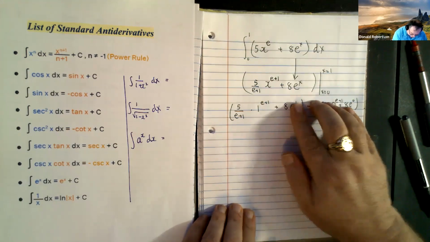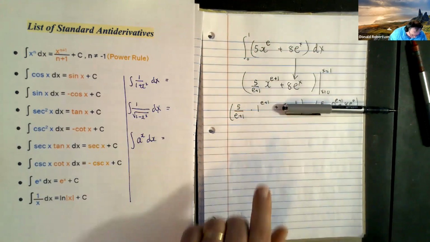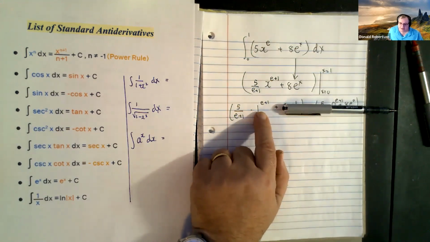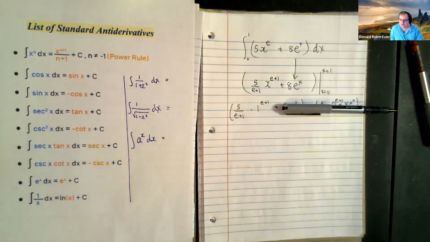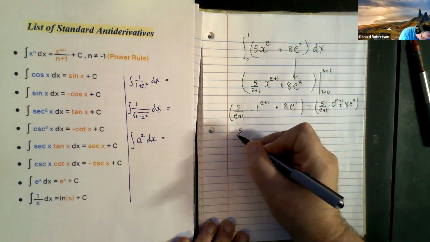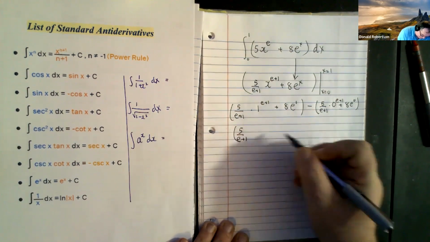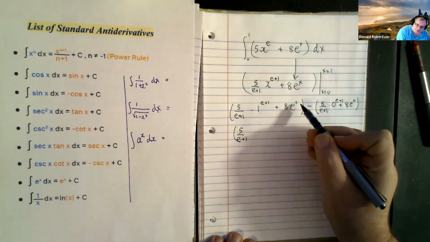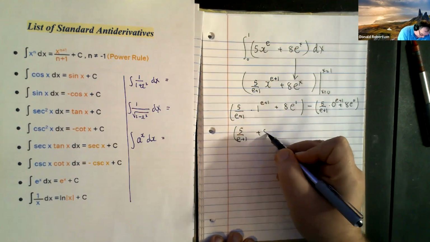Okay, let's forget about all the distractions and just focus on this one term. What number is 1 to the power of e plus 1? 1. And so 5 over e plus 1 times 1 gets you just that guy. E to the power of 1 is typically just written down as e.